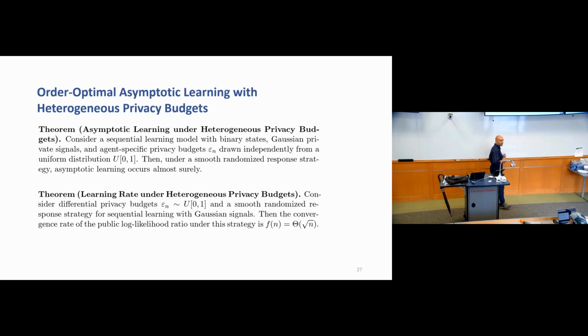So not as fast as the n baseline for an omniscient agent that has direct access to the private observations. But quite fast when you think about the square root of log n, which is the rate that we had for the non-private baseline for the asymptotic rate of sequential learning.